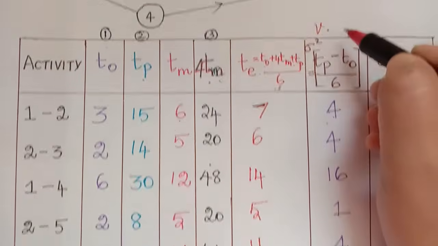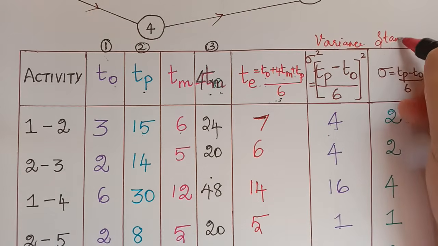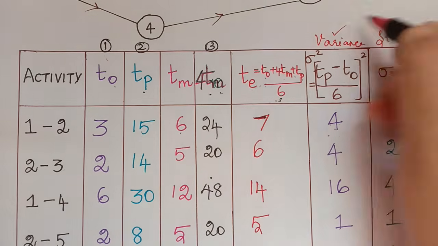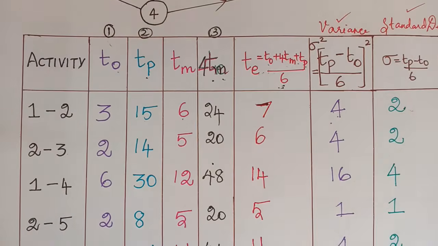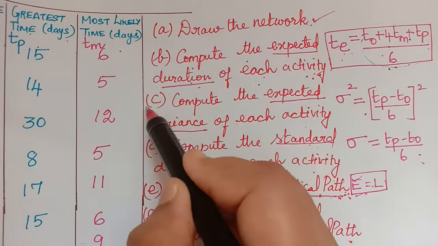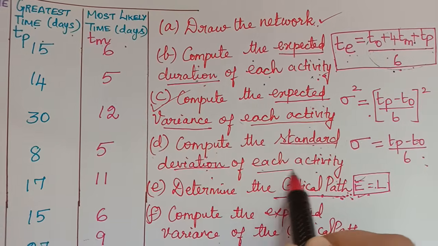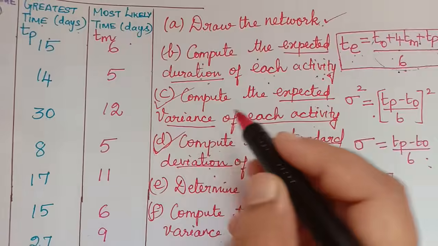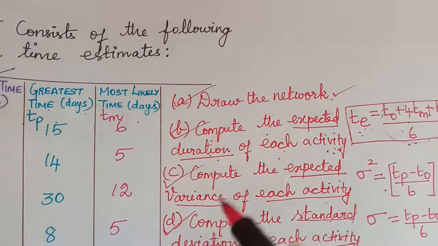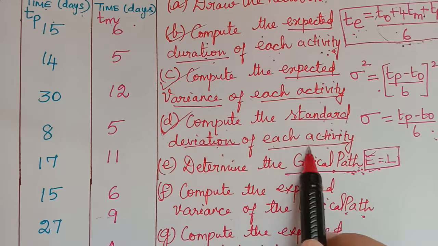So this gives us the variance of each activity, and this gives us the standard deviation of each activity, which are the questions here, that is, compute the expected variance. So we have completed this. Compute the standard deviation of each activity, that is very important. For each activity we have completed. So we have drawn the network, we have computed the expected duration, which was TE, and then we have computed the expected variance for each activity and the standard deviation for each of the activity.